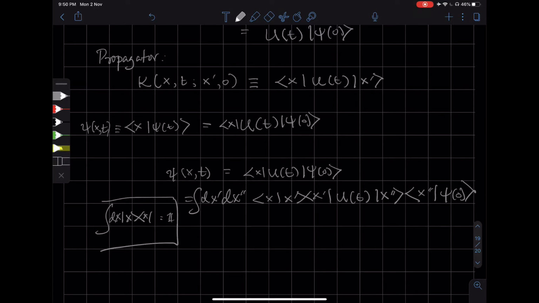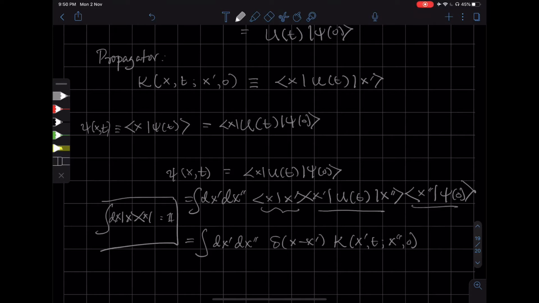So now let's look at this more carefully. By orthogonality of states, this is going to give me a delta function. So I have dx prime, dx double prime. Then I have delta of x minus x prime. And this thing is the definition of the propagator, so we write it K of x, t; x double prime, 0. And this is going to be psi of x double prime at time 0.